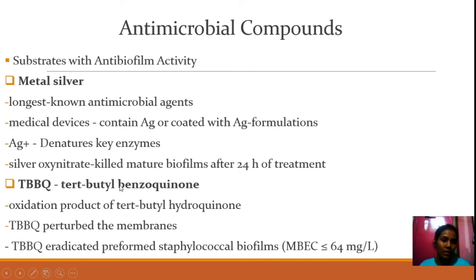TBBQ, tert-butyl benzoquinone, is another compound, which is an oxidation product of tert-butyl hydroquinone. It enters through the membranes and denatures the cell, and it has been found to eradicate staphylococcal biofilm.